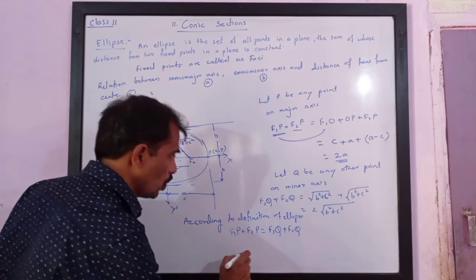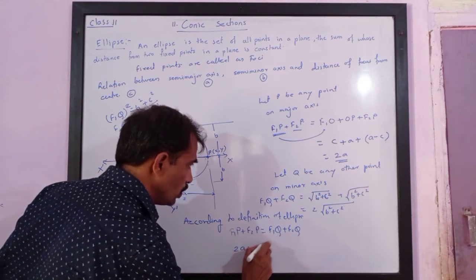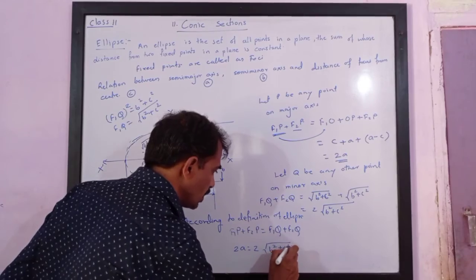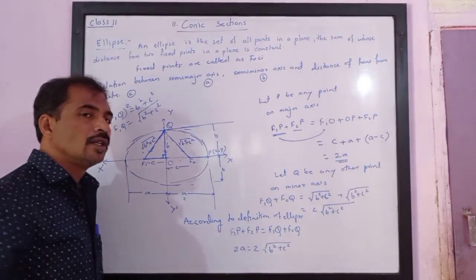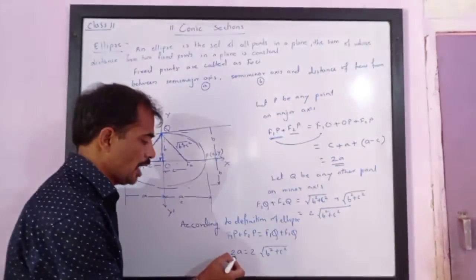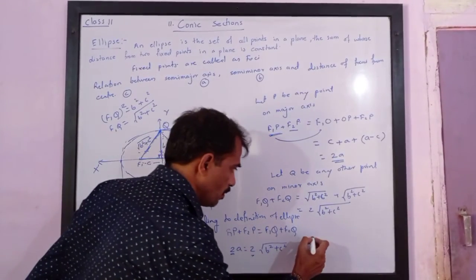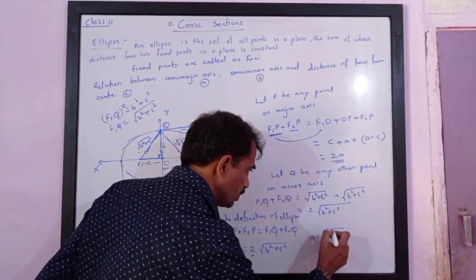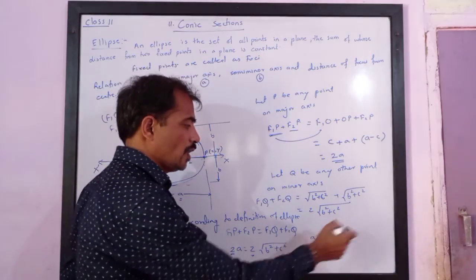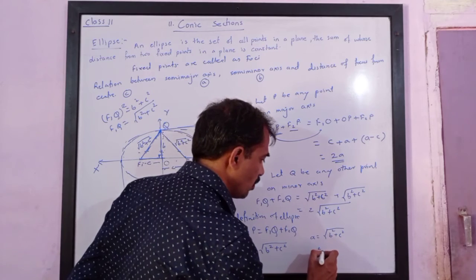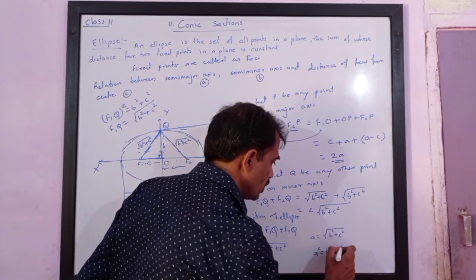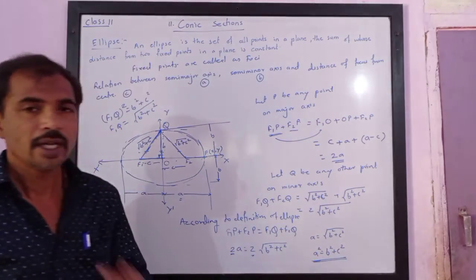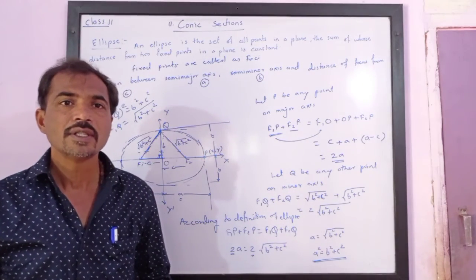So I will get twice A is equal to 2 times root of B square plus C square. Watch carefully, 2 is at both the ends, so it can be cancelled. You will get A is equal to root of B square plus C square. Now if you square both sides, you will get A square is equal to B square plus C square. So this is easy to remember: A square is equal to B square plus C square.